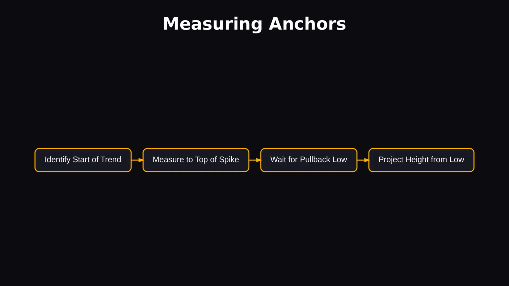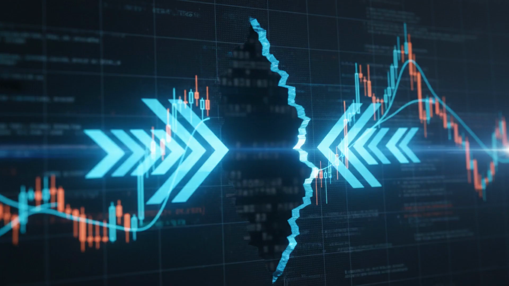There are different ways to anchor your measurement based on market context. In a very strong trend, or a spike and channel trend, you measure from the start of the trend to the first major pullback. That creates your projection rod. Another powerful form of measured move involves gaps. In a strong breakout, a gap often appears in the middle of the trend. This is called a measuring gap. The gap represents the halfway point of the move.